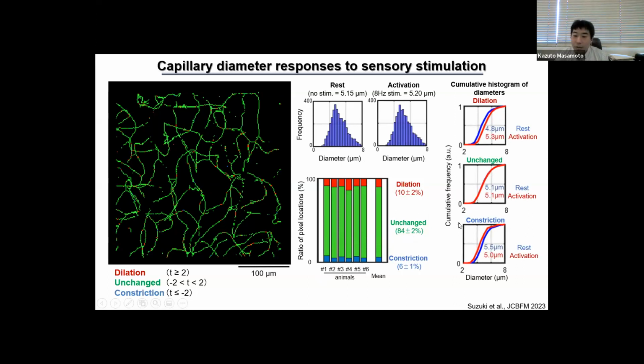these distributions. This is a cumulative histogram. So this is a little complicated. But if you look at the resting diameter, those dilating capillaries actually showed a smaller capillary diameter compared to the unchanged normal area. And the constriction points actually have a higher value at rest. The baseline capillary diameter is high, and that constricts. The baseline diameter is small, that dilates. This is what the data shows.